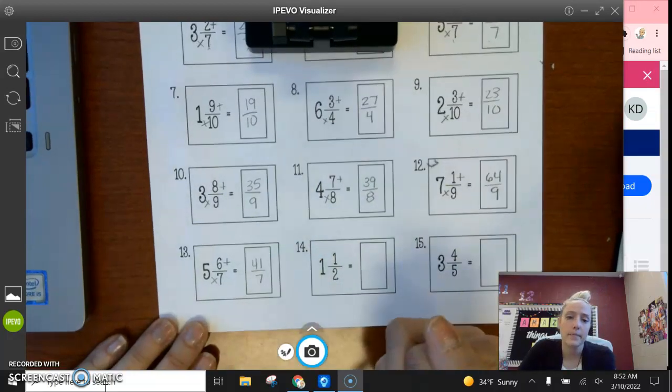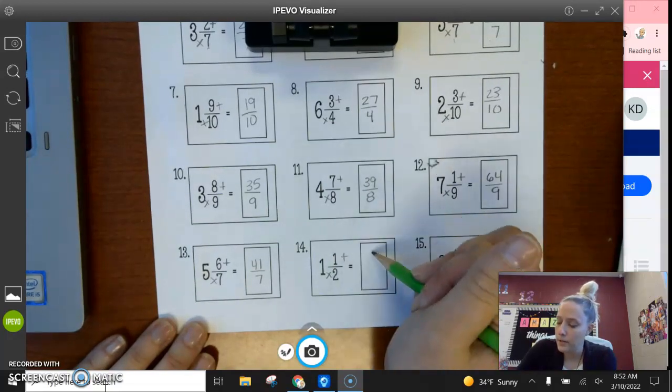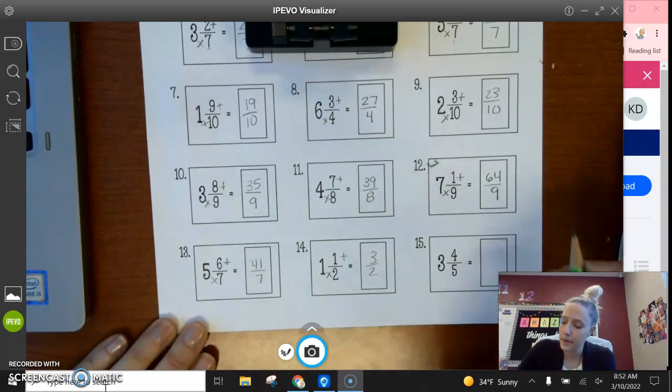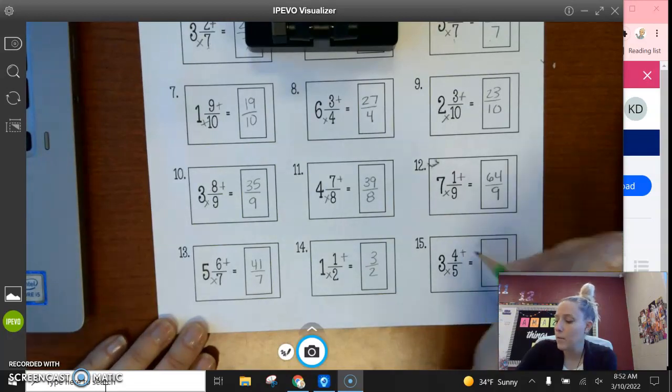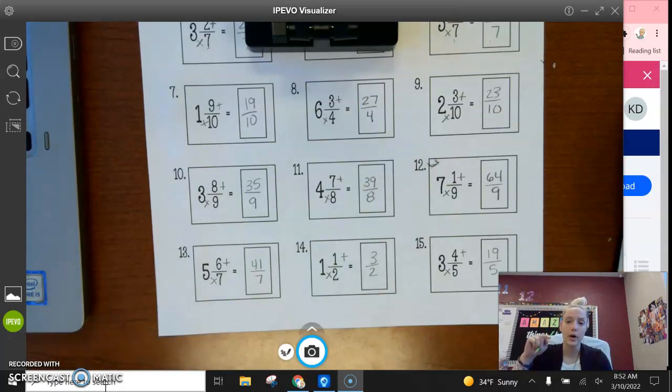Denominator stays the same. 1 group of 2 is 2. Add 1 more is 3. 3, and the denominator stays the same. 3 groups of 5 is 15. Add 4 more is 19 over 5. Okay, you could go back and check your work.